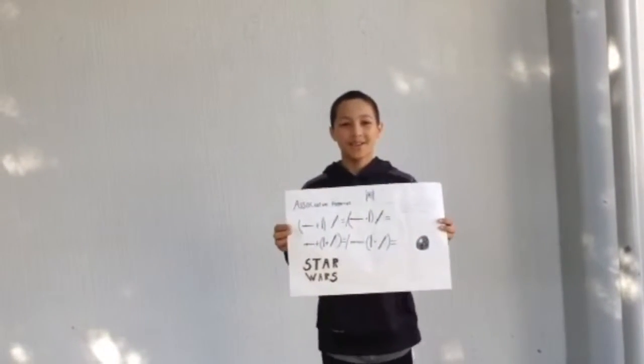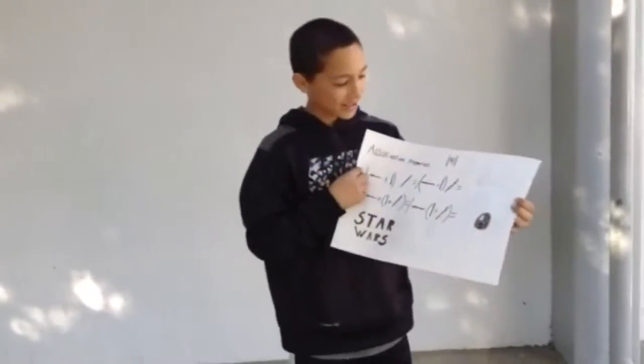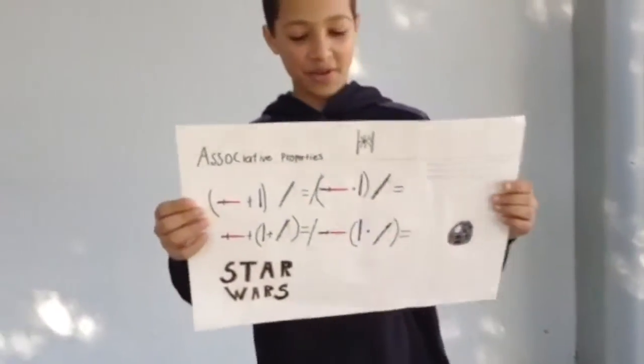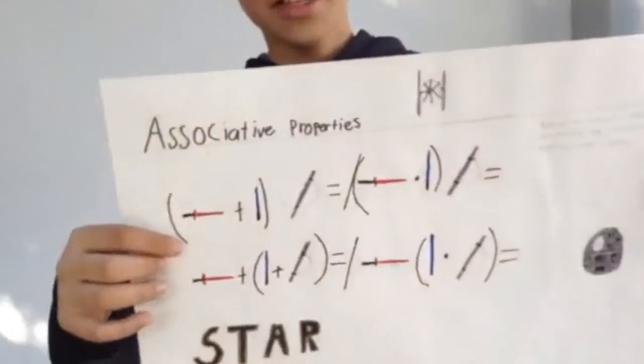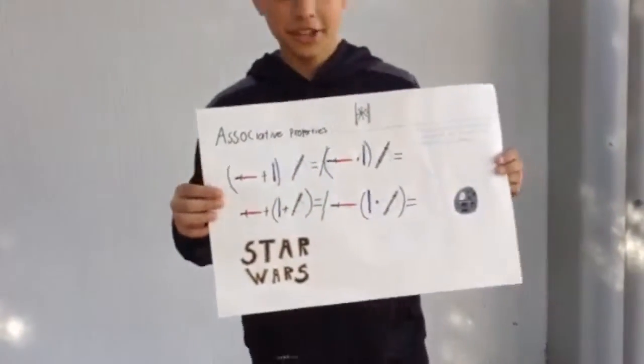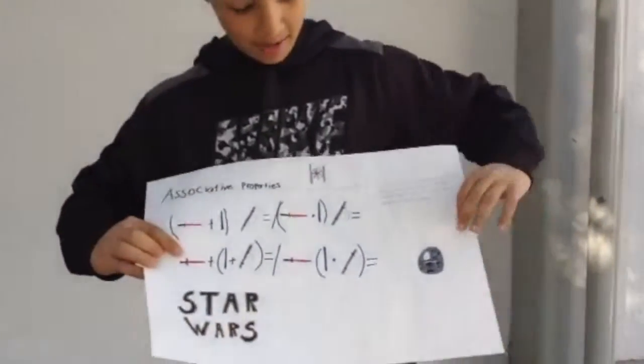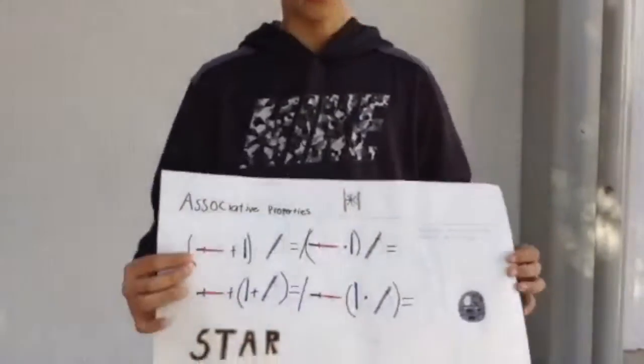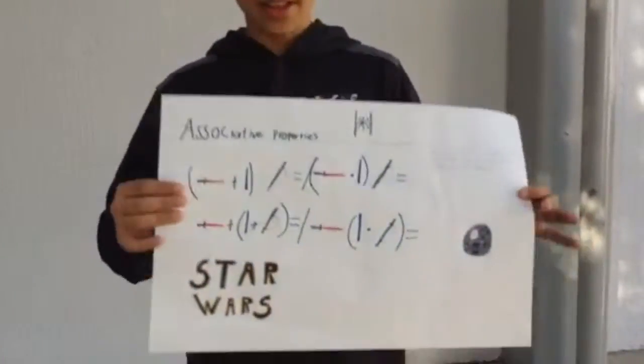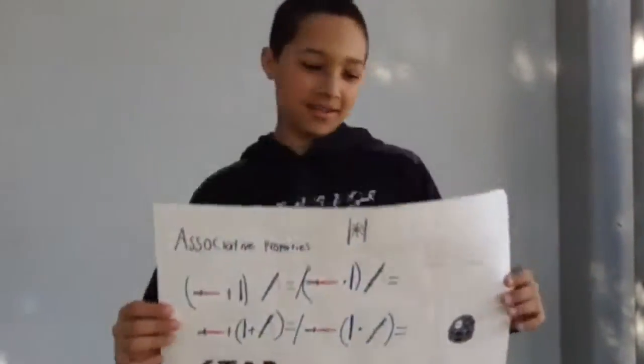So I'm doing associative property, and associative property is basically if you change the parentheses, the answer will not change. So there is addition and multiplication, and those are in my theme of Star Wars.